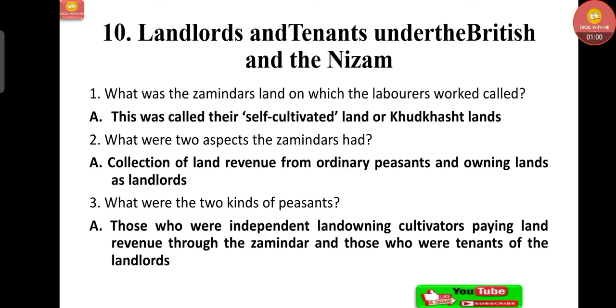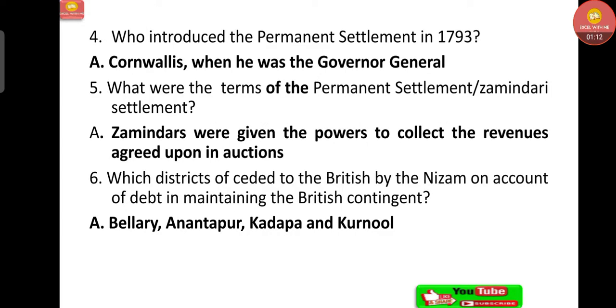What were the two kinds of peasants? Those who were independent land owning cultivators paying land revenue through the zamindar, and those who were tenants of the landlords. Who introduced the permanent settlement in 1793? Cornwallis, when he was the Governor General. Now, what were the terms of the permanent settlement or zamindari settlement? That is, zamindars were given the powers to collect the revenues agreed upon in auctions.